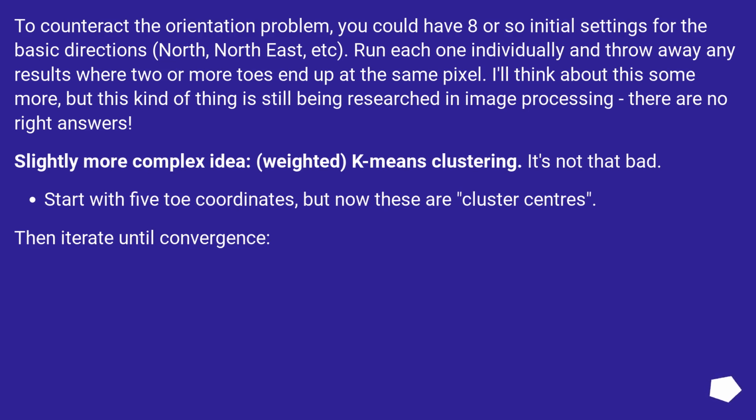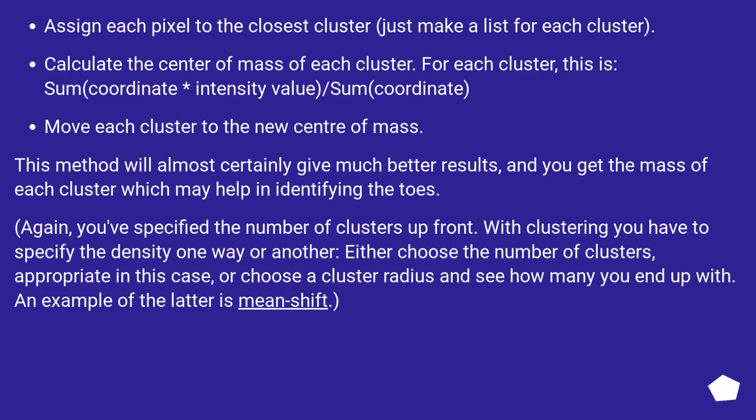Slightly more complex idea, weighted k-means clustering. It's not that bad. Start with 5 toe coordinates, but now these are cluster centers. Then iterate until convergence. Assign each pixel to the closest cluster, just make a list for each cluster, and calculate the center of mass of each cluster, that is, the sum of coordinate times intensity value divided by the sum of intensity values. Move each cluster to the new center of mass. This method will almost certainly give much better results, and you get the mass of each cluster, which may help in identifying the toes.